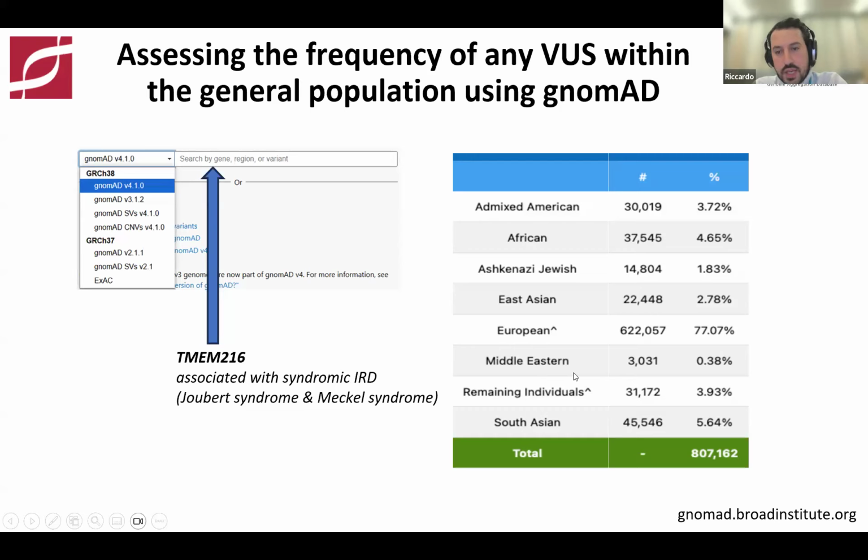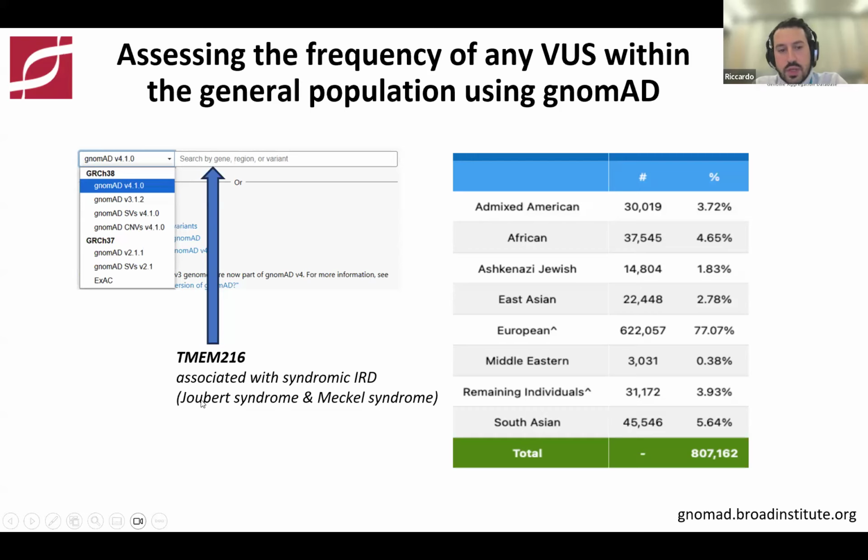So here I want to give an example. By the way, for each web page that I will be explaining today, you will always see the link here, and I'm able to provide this link after further questions. So let's pretend that I am interested in looking at this gene, TMEM216. This is a gene that is associated with a syndromic form of retinal degeneration.